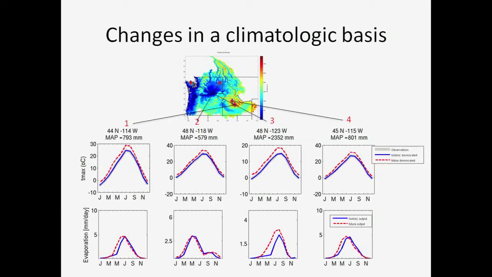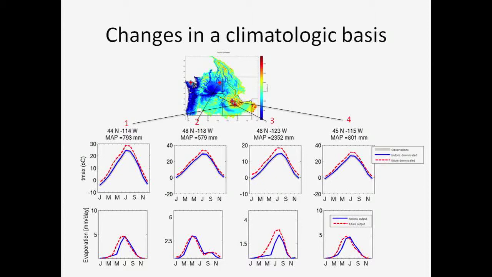So there are different ways in which we can look at the output, and I'm presenting the first one out of three. One is that we can look at changes in climate and in hydrologic outputs on a climatologic basis. And by climatologic, I mean we're looking at the mean monthly values for each variable.